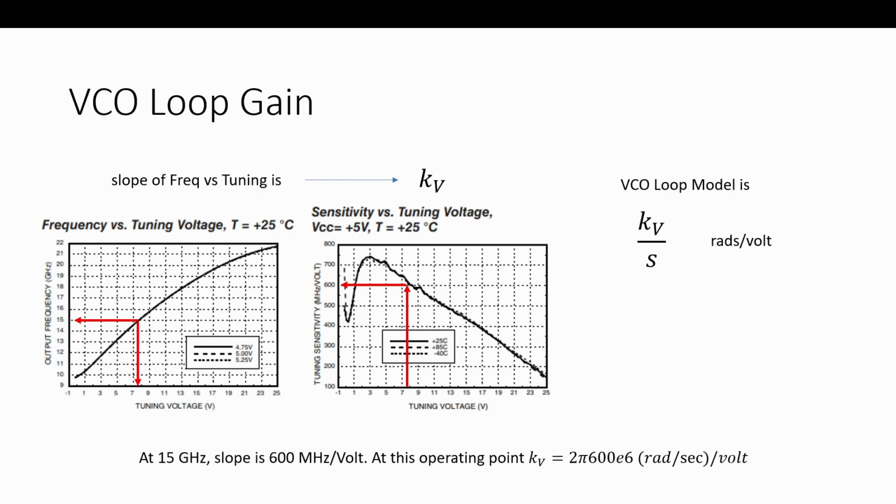And because we want it in units of phase, it's going to be divided by S. So its block, kV over S, has a kV of 2 pi times 600. Any question on that? Pretty straightforward.